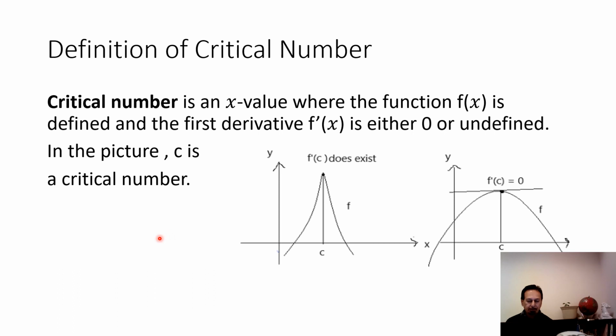What is a critical number? A critical number is an x value where the function f(x) is defined and the first derivative f prime of x is either 0 or undefined. So c in this picture is a critical number.